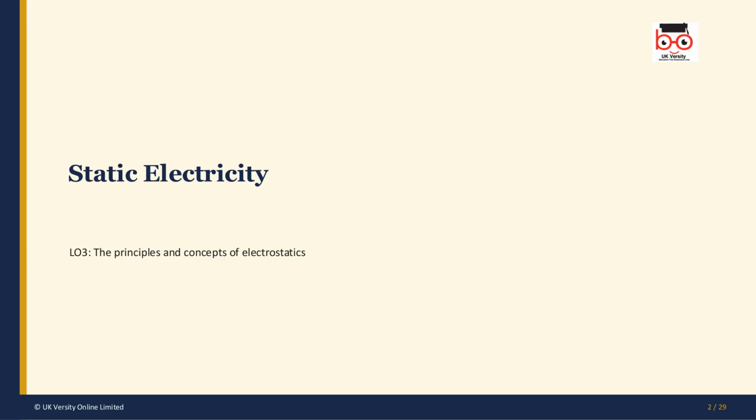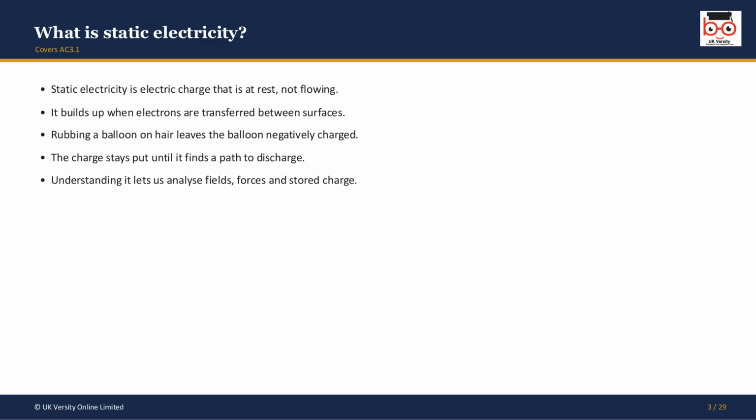Let's begin. Let's start with what static electricity actually is. It's electric charge that's at rest, not flowing as a current, and it builds up when electrons get transferred from one surface to another. Rub a balloon on your hair and the balloon comes away negatively charged, and that charge simply sits there until it finds a path to discharge. Understanding it is what lets us analyze electric fields, the forces between charges, and how charge is stored.